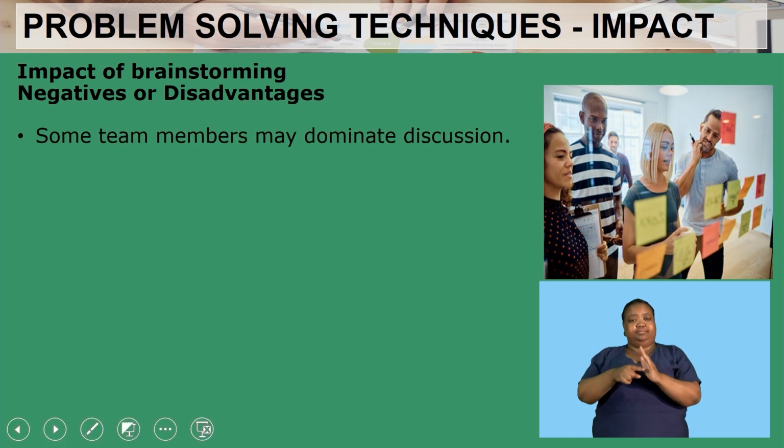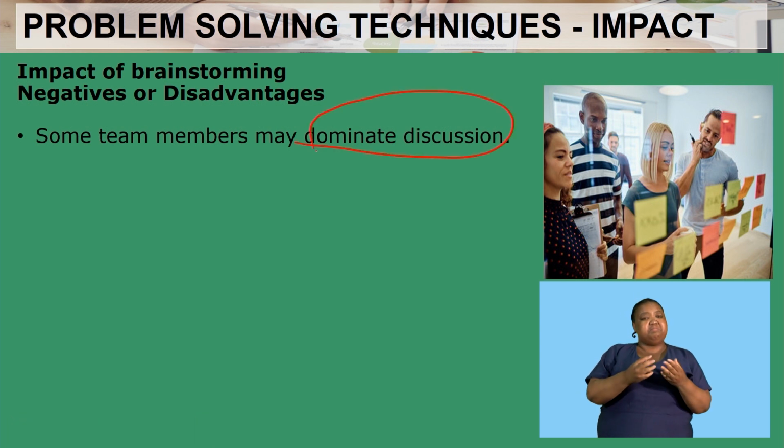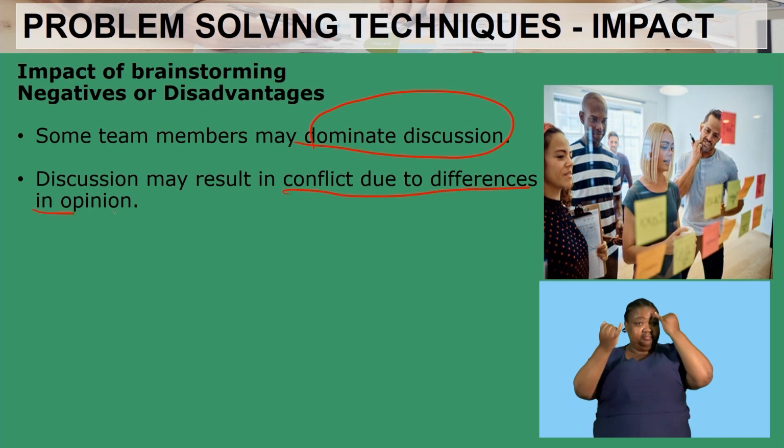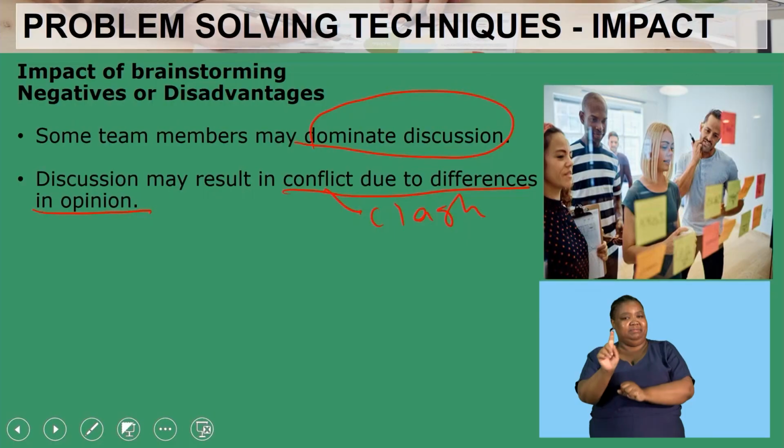Right, the first one, some team members may dominate the discussion. They are the only ones who are talking because they've got so many ideas. So it can discourage others from contributing because this one person has been dominating, taking forever with the discussion. So the discussion may result in conflict due to differences in opinion. Remember, the minute there's more than one person in a group, there's going to be a clash of personalities, and that leads to conflict due to differences in opinion. So there's a clash here. There can be a clash of personalities because we're not the same as people.